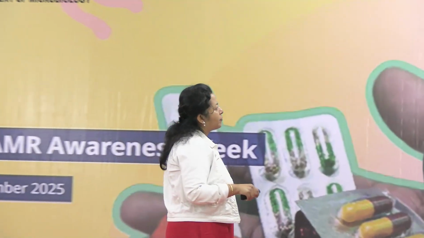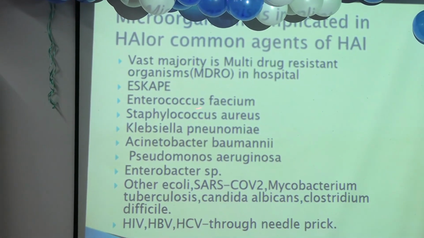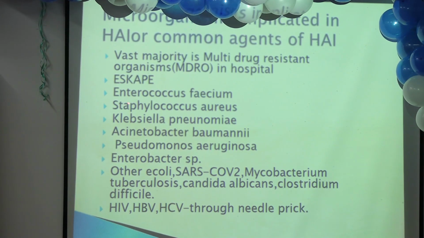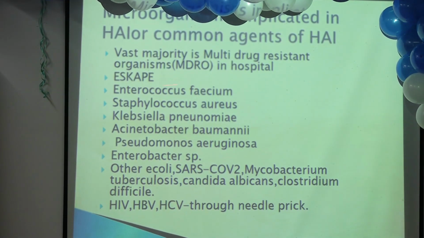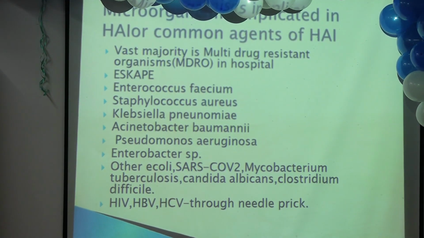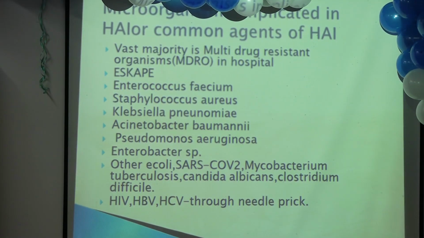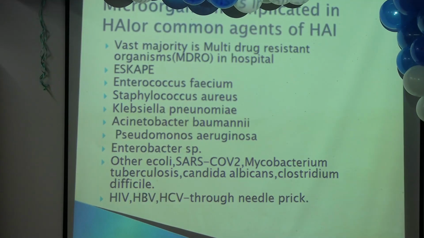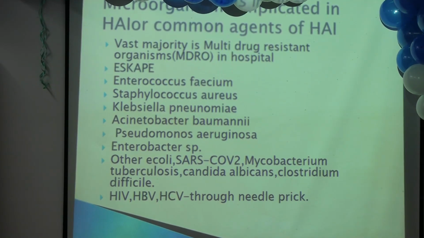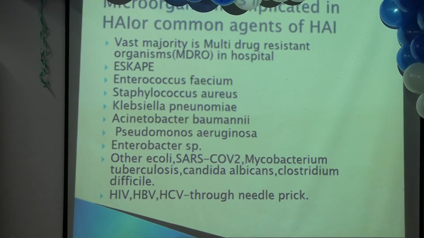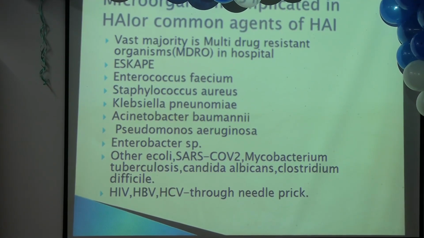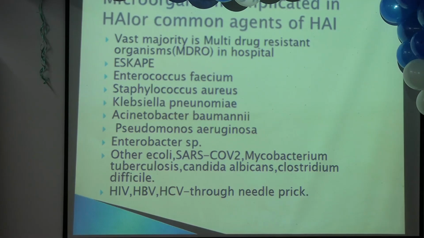So now for E we have Enterococcus faecium. This is a bacteria which is in our GI tract. It is usually a commensal in our GI flora. Enterococcus faecium, we also get in urinary tract infection patients. Enterococcus species, faecium. Then we have faecalis. So these are the common ones.